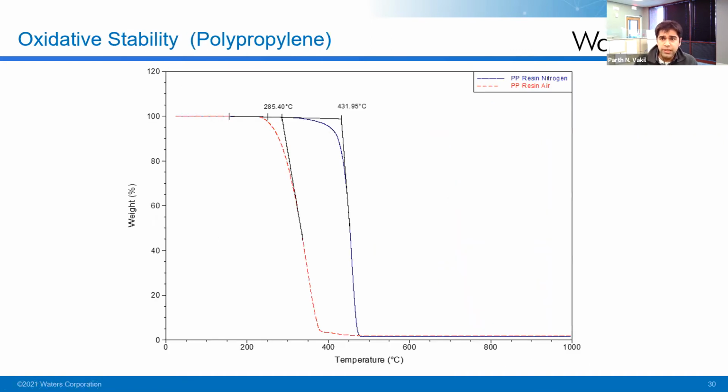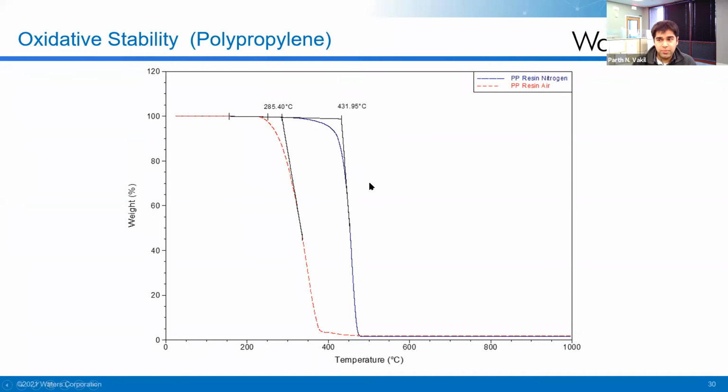Another example is oxidative stability. I mentioned you can use different gases on the TGA. So let's say you run an experiment on this polypropylene resin purely in air. What you observe is that in air, this sample actually degrades a lot faster, at a lower temperature, at 285 degrees. But if you ran that sample in nitrogen, polypropylene is nice and stable, almost till 430 degrees. So you can look at the effects of the environment using a TGA system, as shown in this graph.